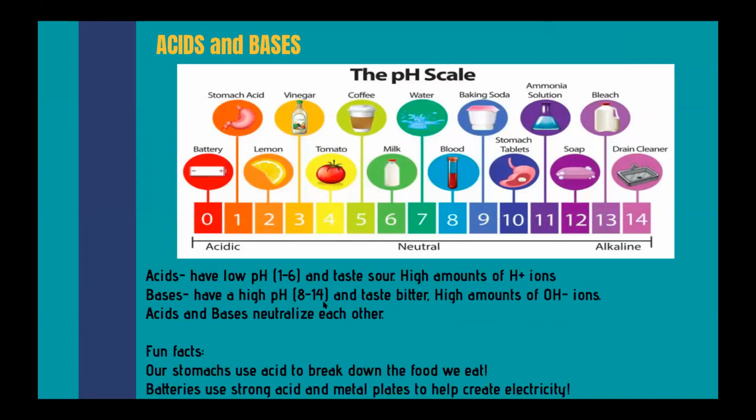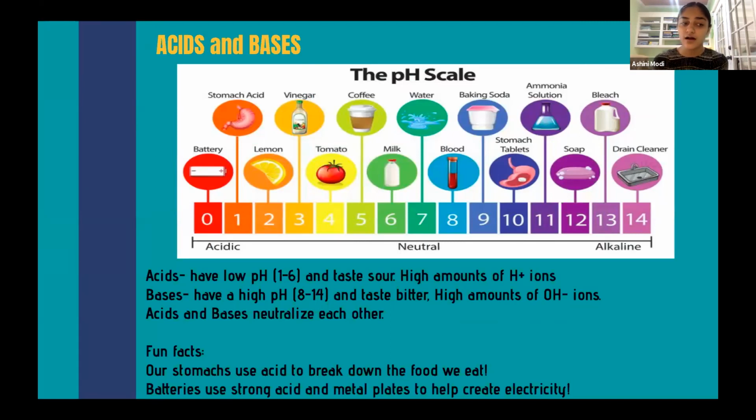Another really important concept of chemistry is the concept of acids and bases. So all around us, in our kitchen maybe, we have so many different acids and bases. So lemon, that's an acid. Vinegar, that's an acid. Tomato, that's also acidic. Water is actually neutral, which means it has a pH of 7, and it's not acidic or basic. Baking soda is basic, and soap is actually a basic solution.